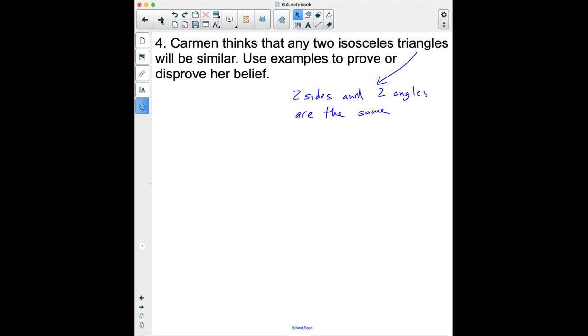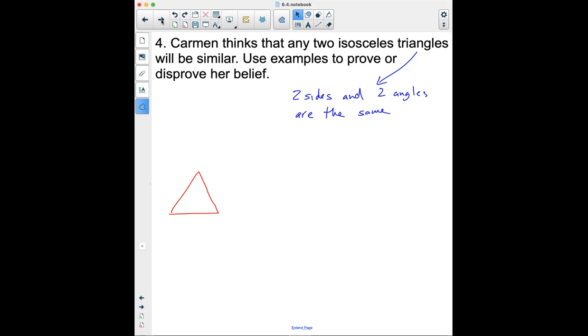So are any two isosceles triangles going to be similar? I would encourage you to pause this video and consider this question for a moment or two. Maybe chat with a peer and then come back once you've had that discussion. For me to prove or disprove this, I'm just going to draw two different triangles here.